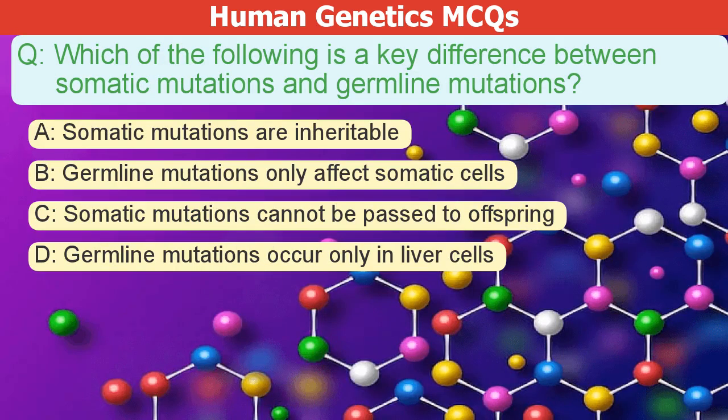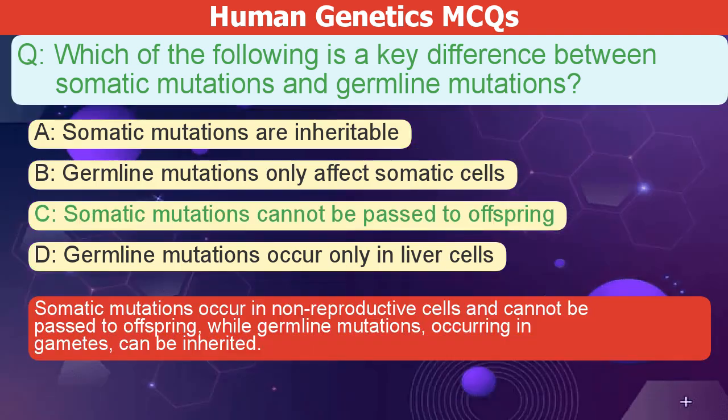Which of the following is a key difference between somatic mutations and germline mutations? A. Somatic mutations are inheritable. B. Germline mutations only affect somatic cells. C. Somatic mutations cannot be passed to offspring. D. Germline mutations occur only in liver cells. The correct answer is C. Somatic mutations occur in non-reproductive cells and cannot be passed to offspring, while germline mutations, occurring in gametes, can be inherited.